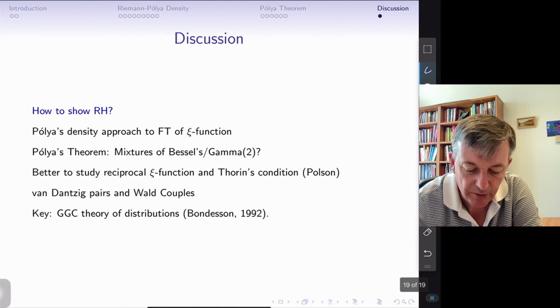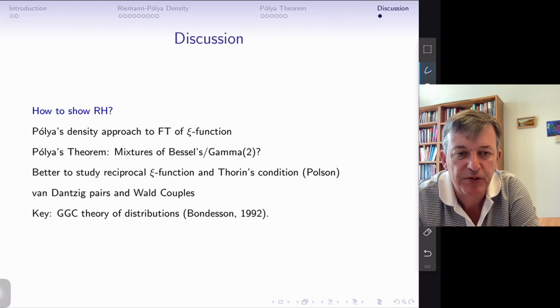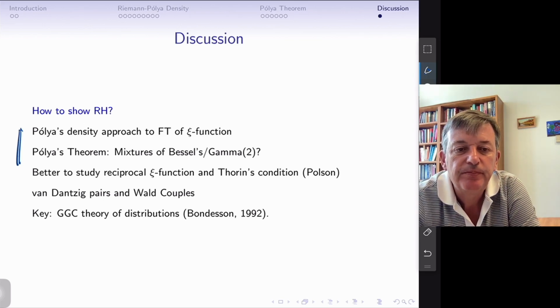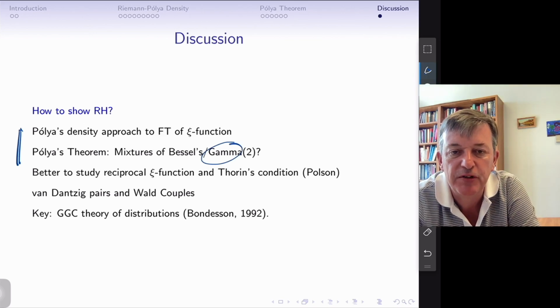Okay, so let me finish with a discussion. As I've said, there's a couple of approaches to the Riemann hypothesis. One approach is to take the density approach, essentially to look at f of s in our notation of Van Danzig pairs. Riemann and Polya both showed that the psi function can be written as a Fourier transform of an even function. The trouble is that the density is rather nasty, and the observation here is, can you rewrite that density in terms of a mixture of gamma 2s and then directly apply Polya's theorem?